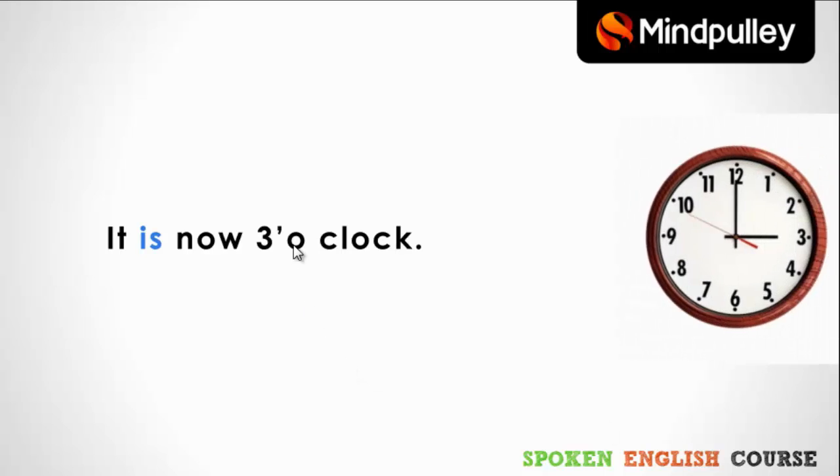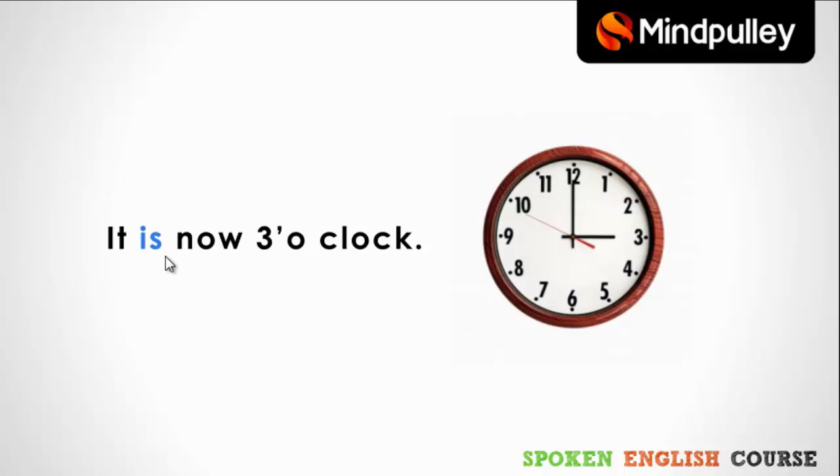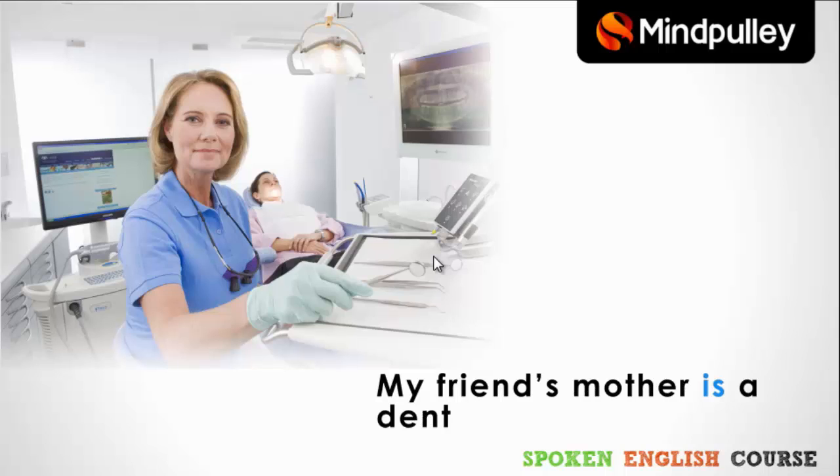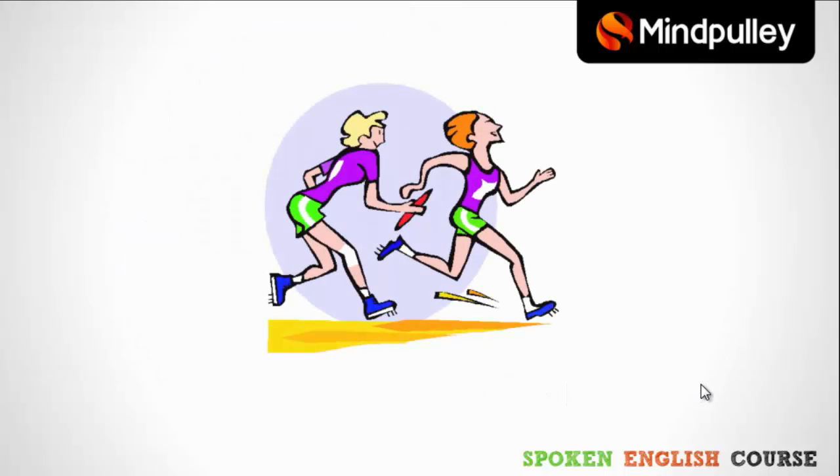Now let's look at some examples. It is now 3 o'clock. Is is an auxiliary verb. How many days are there in a week? In this sentence, are is an auxiliary verb because days are the subject and they are plural. So, are is an auxiliary verb or the plural auxiliary verb. My friend's mother is a dentist. In the example, is is an auxiliary verb.